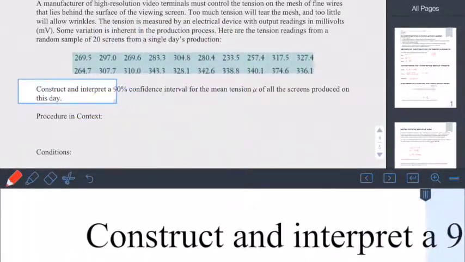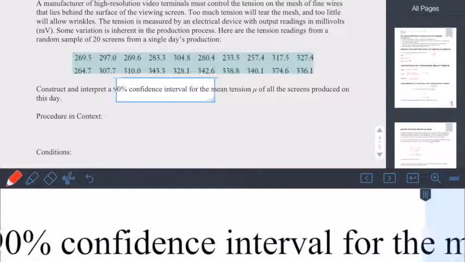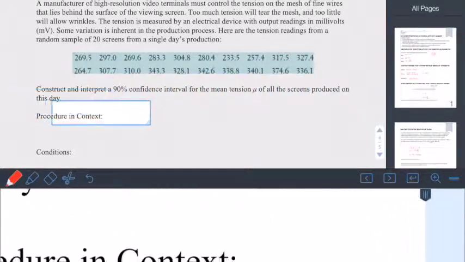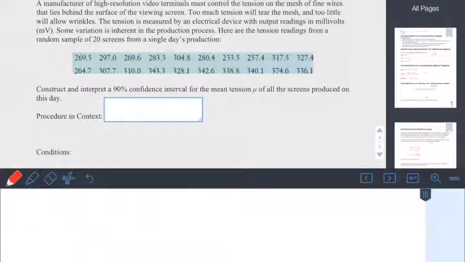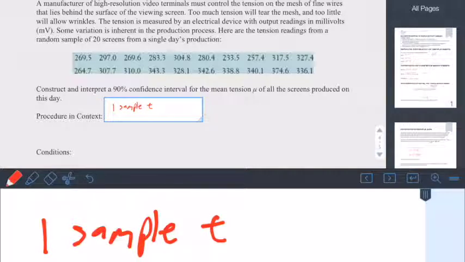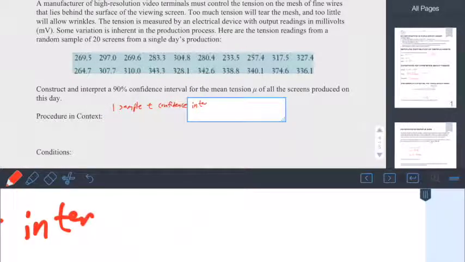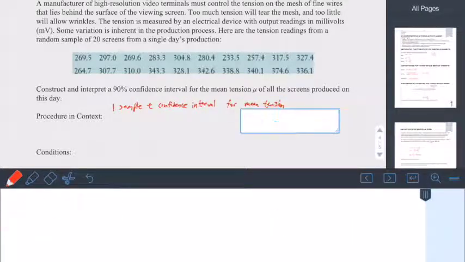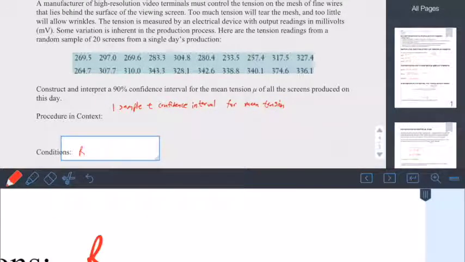Okay, so construct and interpret a 90% confidence interval for the mean tension mu of all the screens produced on this day. So the procedure in context is a one sample T confidence interval for the mean tension reading. Conditions. Is this a random sample? Yes, it says it's a random sample.